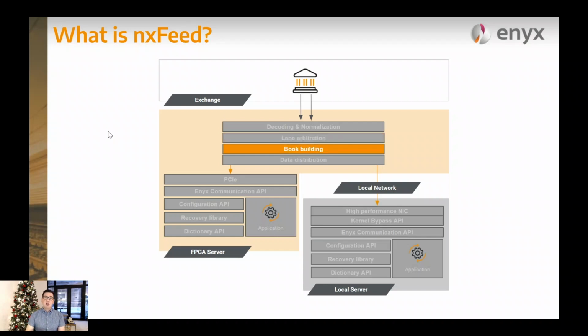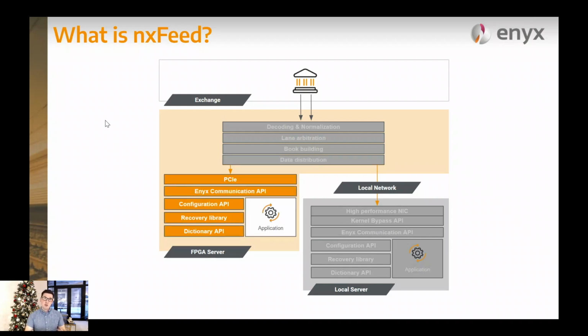The whole book building and the management of all the orders and all the levels of every book for every symbol is done by the FPGA, which keeps everything within its memories. That's really what ensures the performance of these products. Finally, once the data is fully normalized and processed, it's time to distribute it. And for this, nxFeed can be one of three things. Distribute the data to the PCIe, distribute data over the network, and distribute the data to the PCIe and the network at the same time.